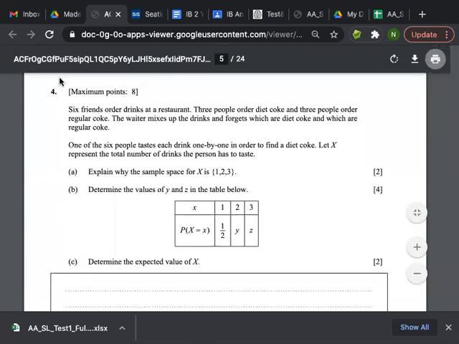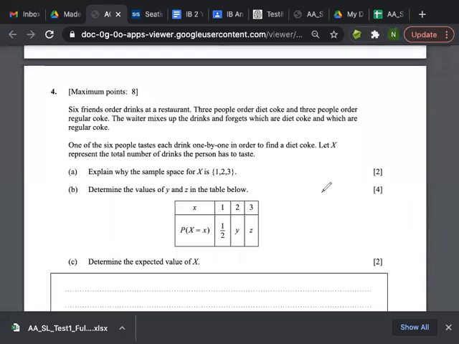Okay, the next one, 6 friends ordering drinks of Coke. Diet Coke and regular Coke, and the waiter gets them mixed up. One person is designated to taste all the Cokes, clearly not during COVID. They're tasting each one to identify which one is diet and which one is regular. Is that your question? No, there's just a blank page in between. Okay, yeah, gotcha. Okay, so explain why the sample space is 1, 2, 3.